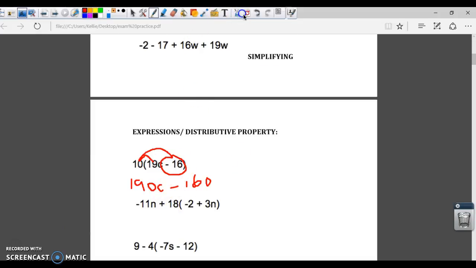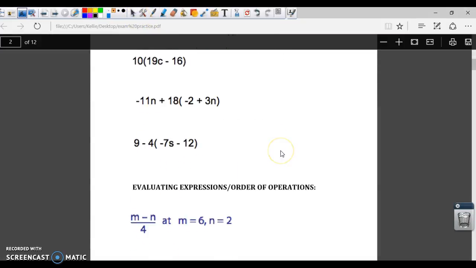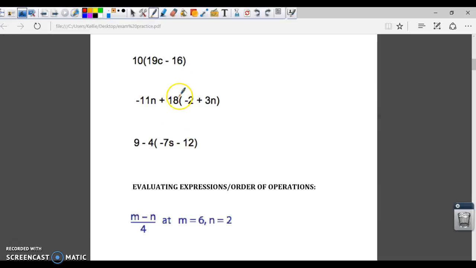So then one of the questions is going to get a little harder, and it's going to look like this. Okay? This one, you still distribute what's on the outside of the parentheses first. The first thing on the outside of the parentheses is 18. Remember, any signs have got to follow with the number that's behind it. So this is a positive 18, and I'm going to distribute that positive 18 with a negative 2. And then I'm going to distribute that positive 18 with a positive 3n.